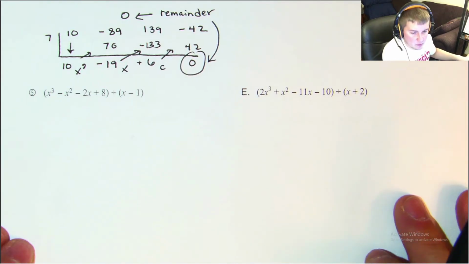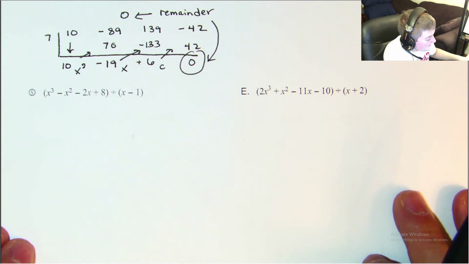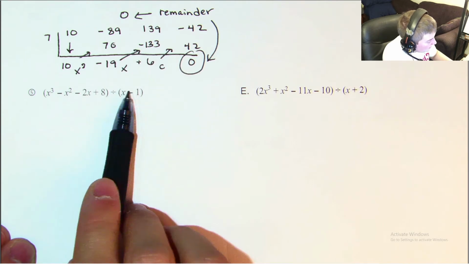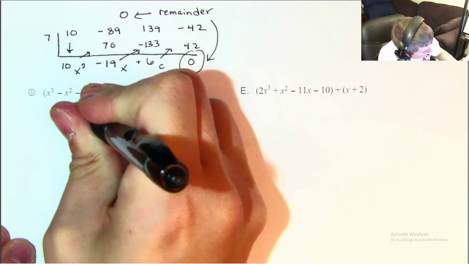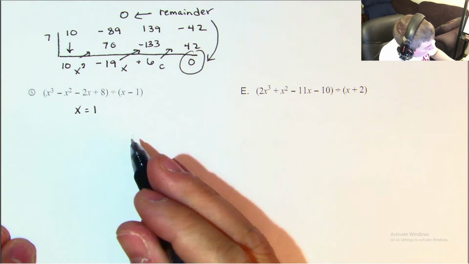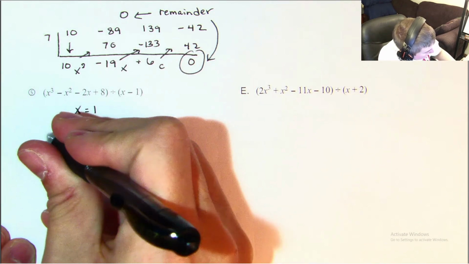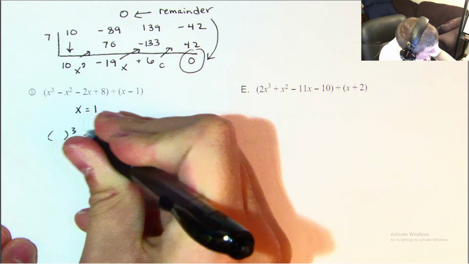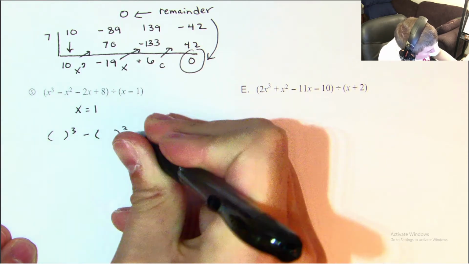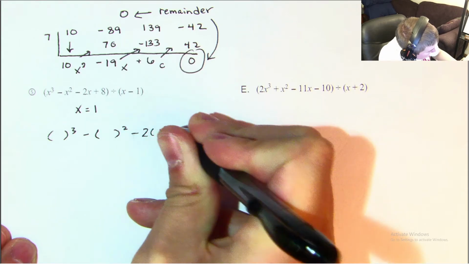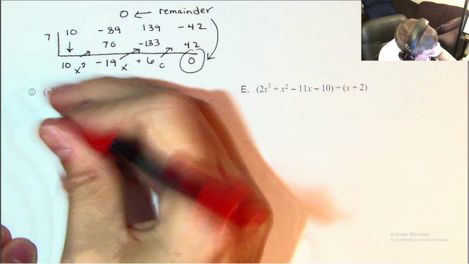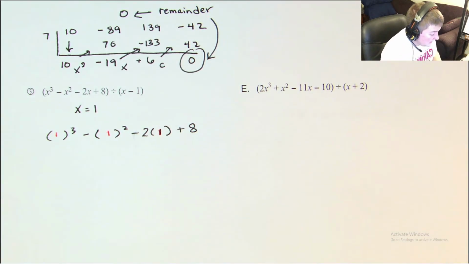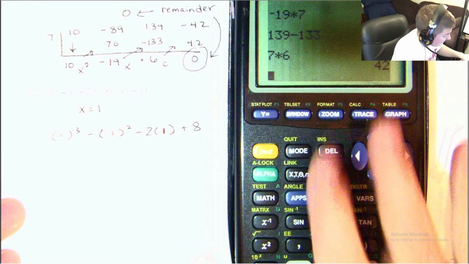Okay, so number 5, again, we just want to determine whether this is a factor or not. The value that's going to make this equal to 0 is 1. So I'm going to go ahead and plug it in. I'm going to get 1 cubed minus 1 squared minus 2 times 1 plus 8. All right, 1 and 1, that should be 1. And then I can just go ahead and type this whole thing in.